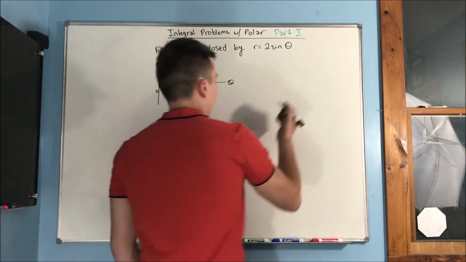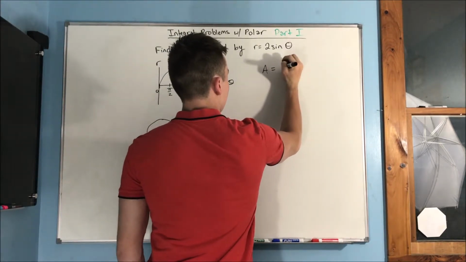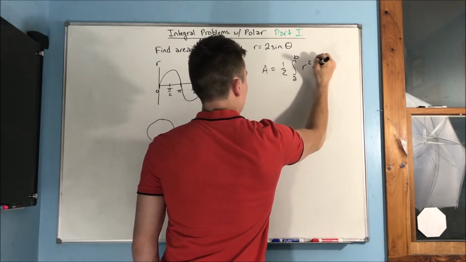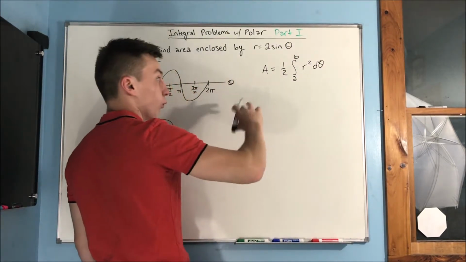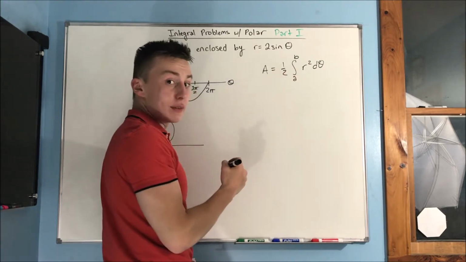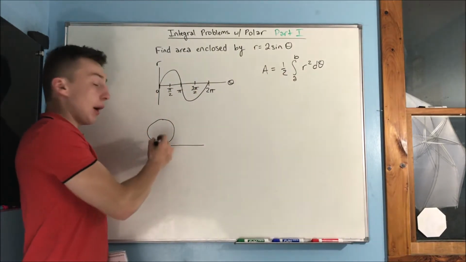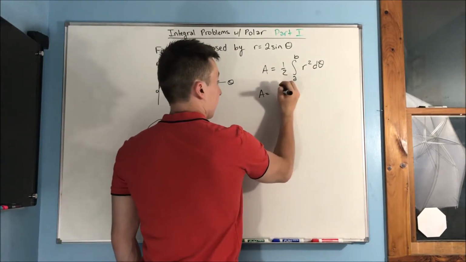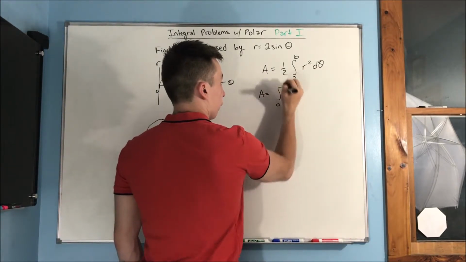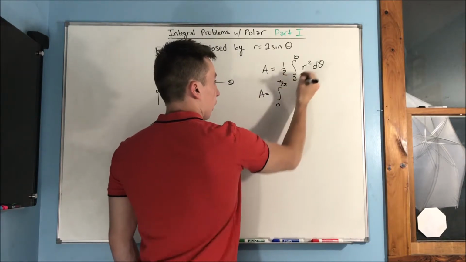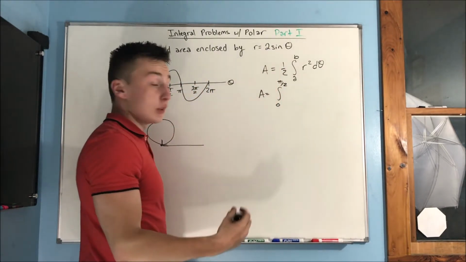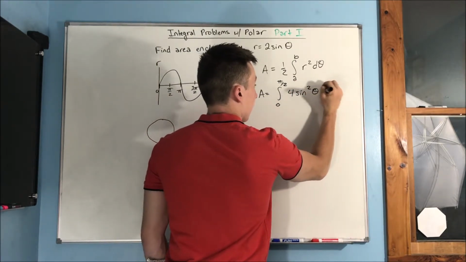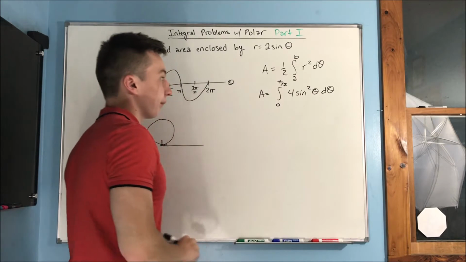So we know that our area is equal to 1/2 the integral from a to b of r squared d theta. Now I can multiply by 2 on the outside. Like I said, I'm going to integrate from 0 to pi over 2 since this has symmetry. So I'm going to get the integral from 0 to pi over 2 of r squared. That's just going to be 4 sine squared theta, and we're going to get a d theta.